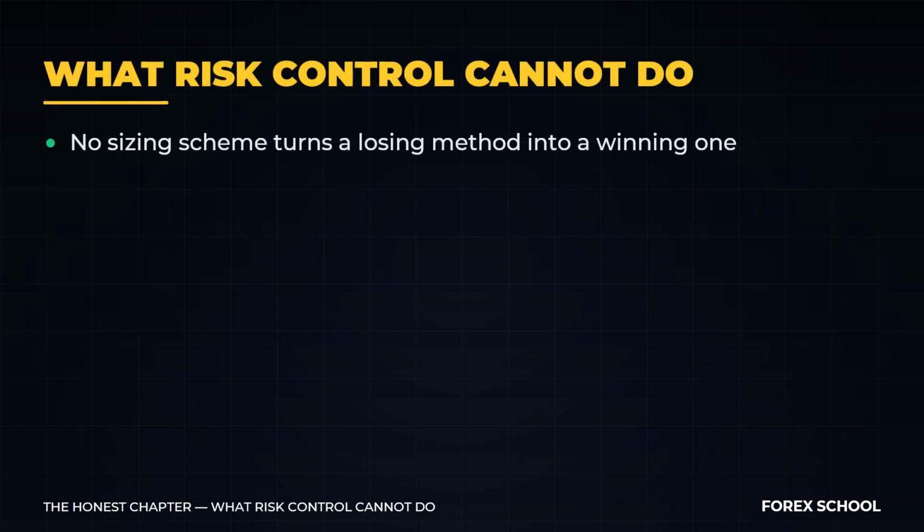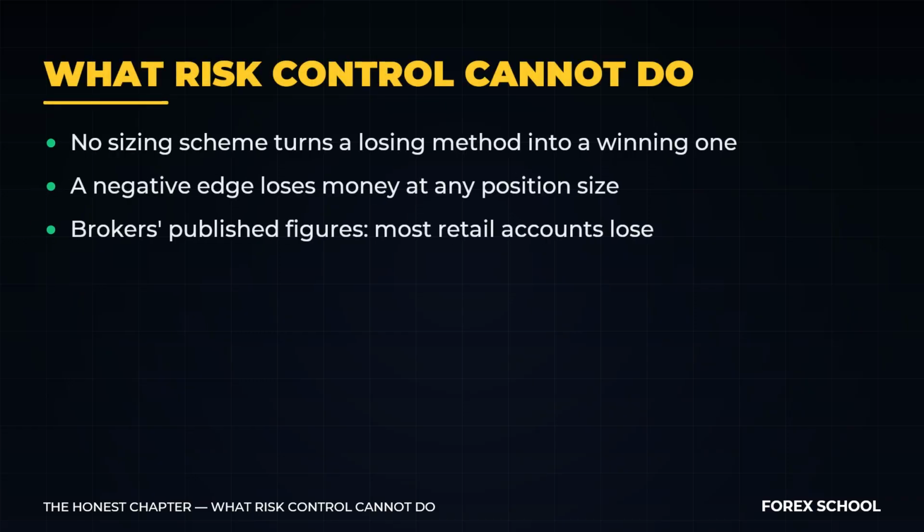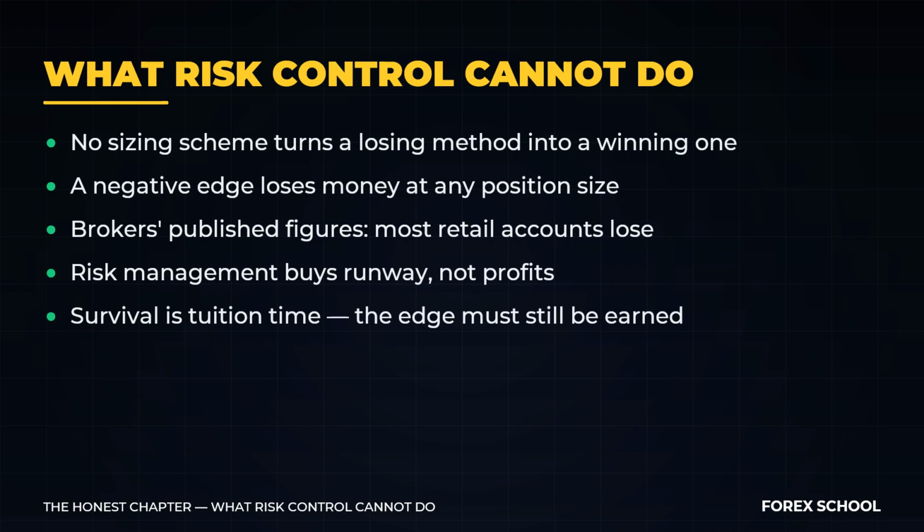Now the honest chapter, because this channel does not sell dreams. Risk management cannot create an edge. If a method loses money on average, a negative expectancy, then 1% sizing simply means losing slowly instead of quickly. No sizing scheme on earth rescues it. And the base rate deserves saying plainly, the figures regulated brokers are required to publish show that most retail accounts lose money. Most.